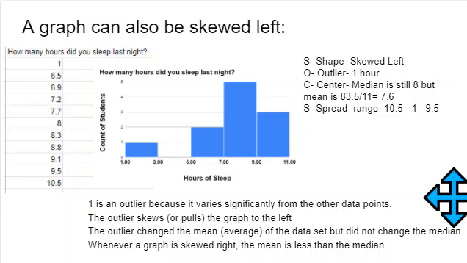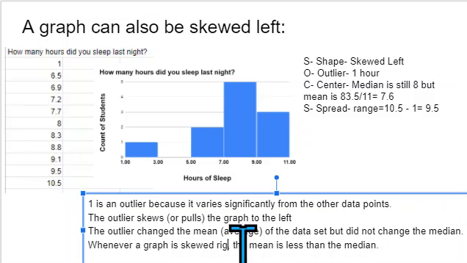Down here, a little bit more explanation. 1 is an outlier because it varies significantly from the other data points. The outlier skews or pulls the graph to the left. The outlier changed the mean of the data set but did not change the median. And whenever a graph is skewed to the left, the mean is less than the median.